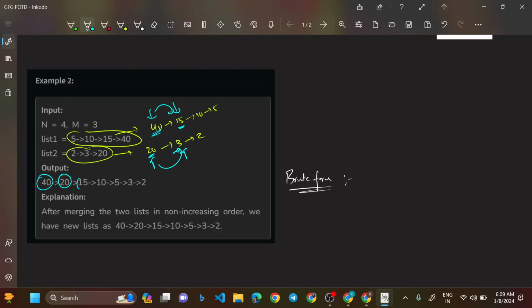15. So you'll put that 15 here and move this blue arrow here, so now you have come to 10. Now you'll compare 10 and 3, which is bigger? 10. So you'll put 10 here and move your blue arrow here. Now you'll compare 5 and 3, which is bigger? 5. So you'll put that 5 here.